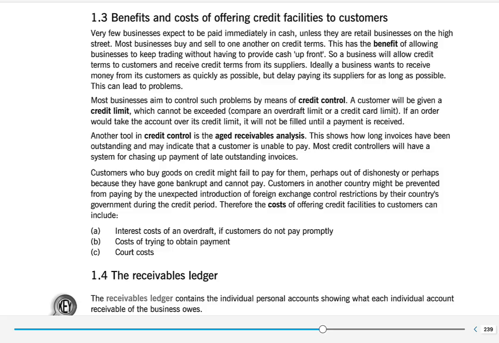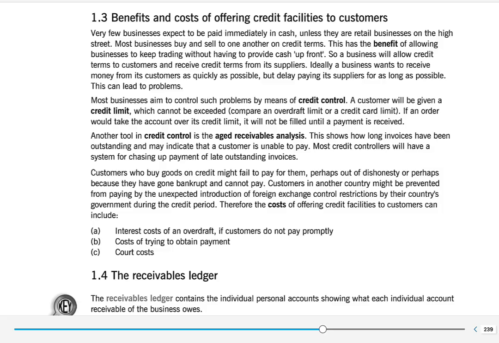Cost 3. Court costs. If a customer still does not pay, the business may take legal action. Legal action can create court fees and legal costs. Even if the business eventually wins, it may spend money to get paid. Sometimes you spend money just to collect money that should have been paid already.